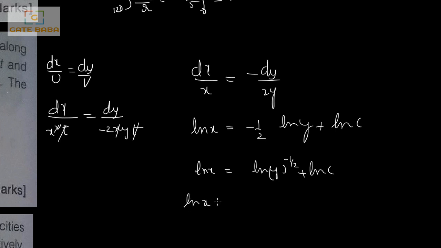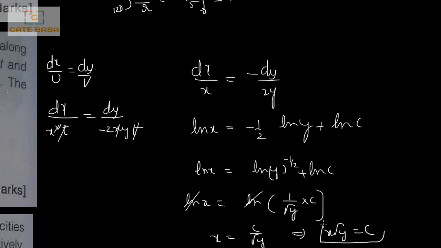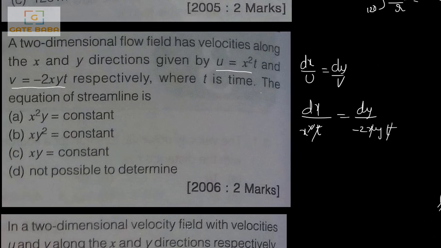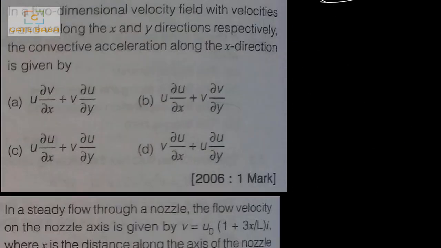So ln x equals ln of 1 by root y multiplied by c. So x equals c by root y, that is nothing but x root y equals constant. So it is the equation of streamline. Check the options. X root y equals constant. There is an option which matches with x root y. Squaring both sides, x square y equals constant. Yes, it is there. That is option A. Okay, come down to the next question.